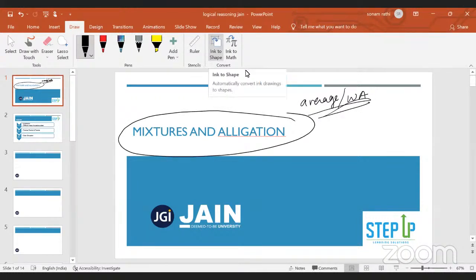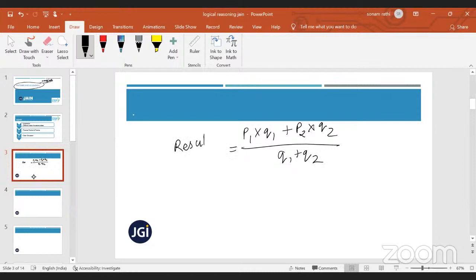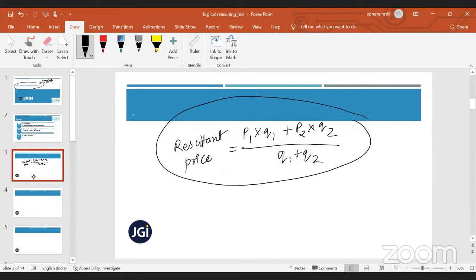So yesterday I told you the formula for mixture which we use. What was the formula? Price 1 into quantity 1 plus price 2 into quantity 2 divided by quantity 1 plus quantity 2 is equal to the resultant price. Yes or no? This is our formula, correct?